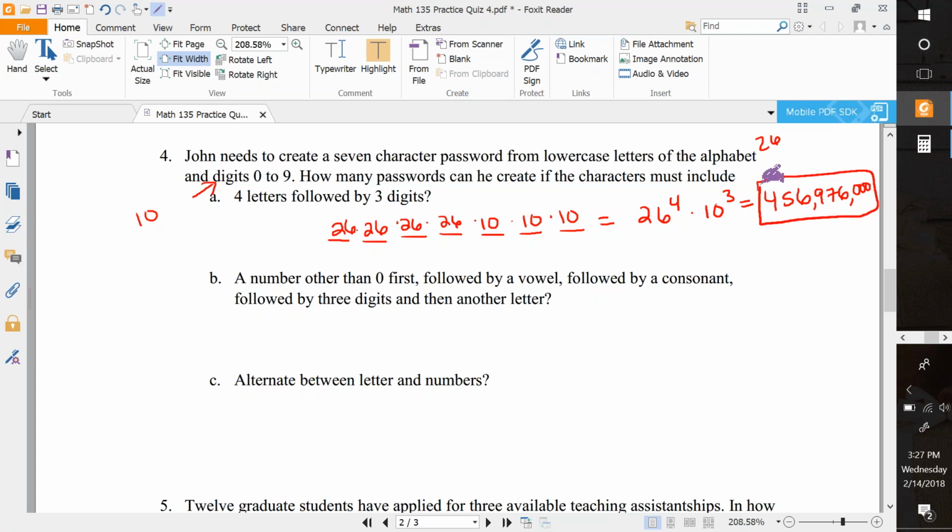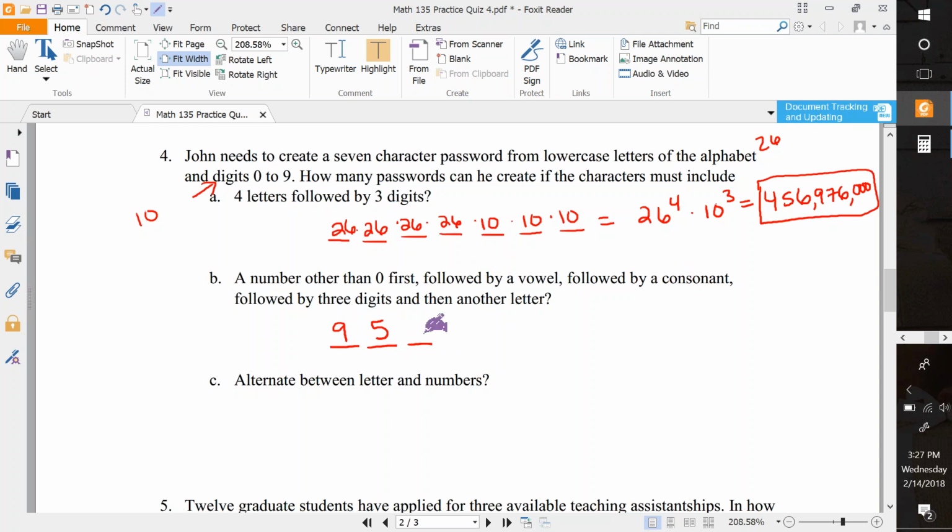456,976,000. Okay. B part has some restrictions. It says a number other than 0 has to come first. So that means that we have 9 number choices for the first spot instead of 10. Followed by a vowel. Well, there are only 5 vowels that are recognized in the alphabet. We're assuming that Y is not being a special case here.